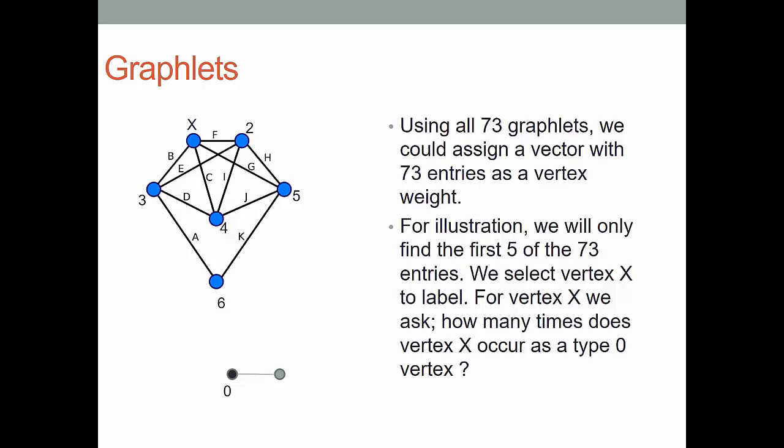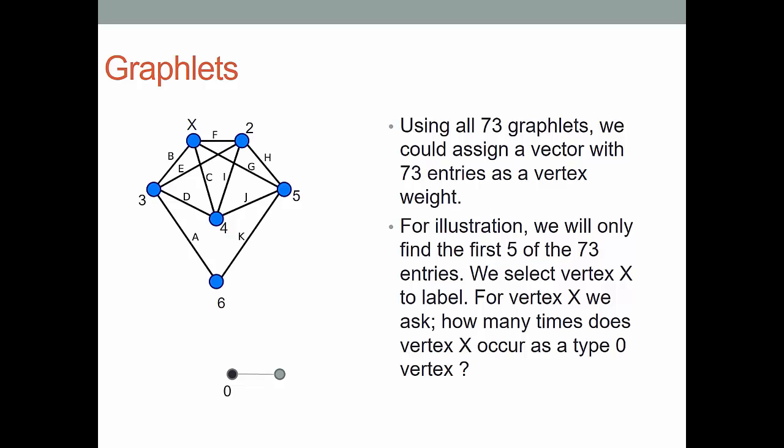Since we have the edges x2, x3, x4, and x5, it is the end node of 4 distinct edges, and so the answer is 4. Notice that's the same as its degree, and that's why these are considered generalized degrees. The first graphlet answer is the same as the degree.